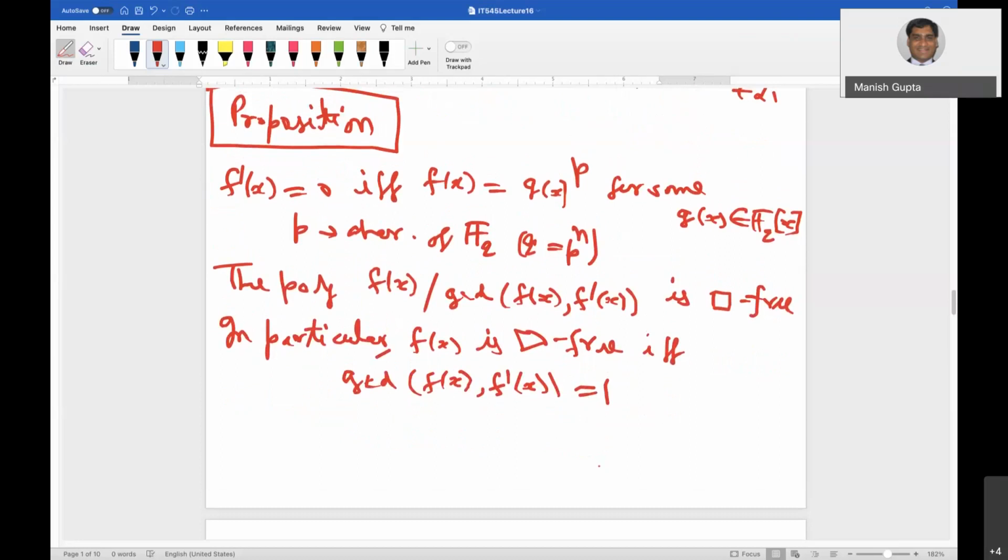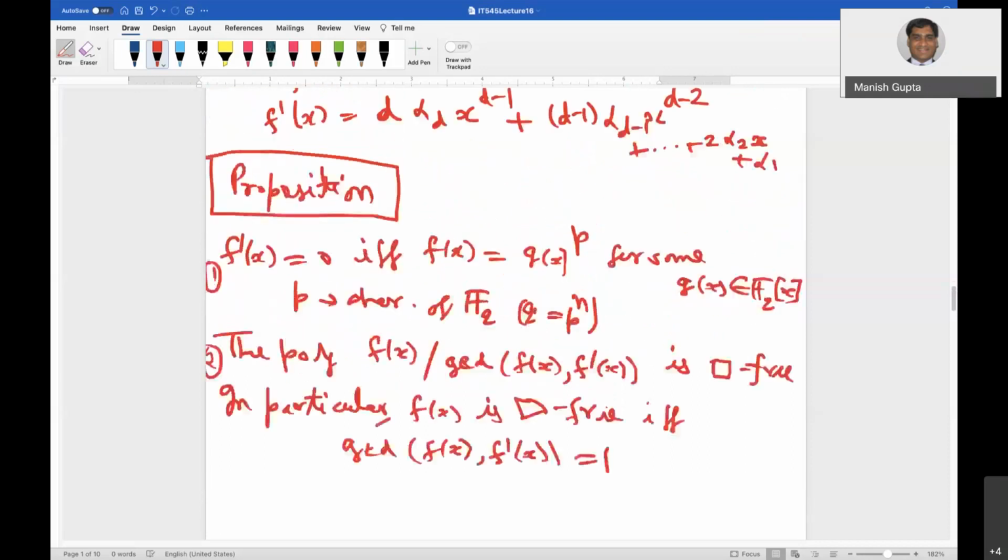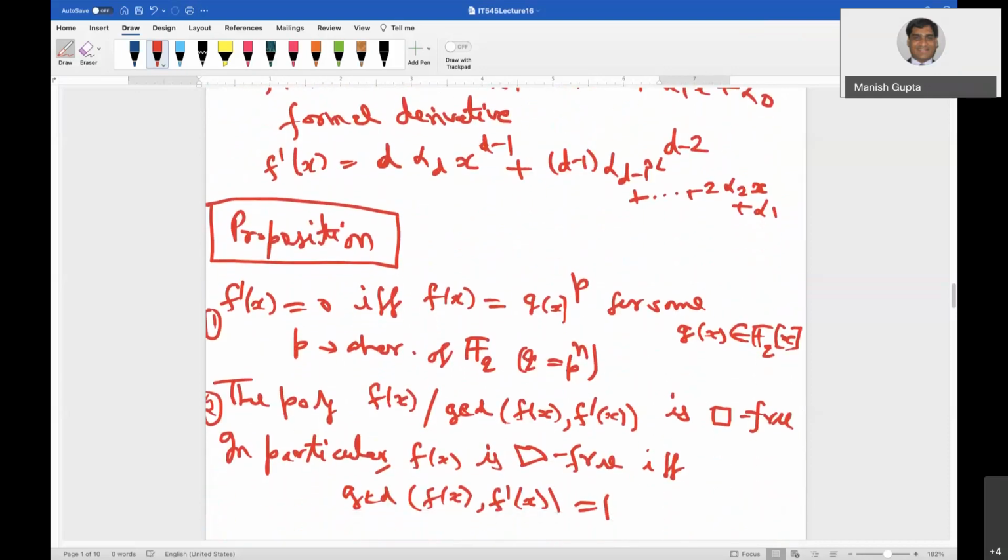So there are 3 parts. Part 1, that derivative is 0 if and only if f(x) is written as p-th power of some polynomial g(x), p is the characteristic of Fq. So this is your first part. Second part, the polynomial f(x) divided by gcd of f(x) and f dash of x is square free. In particular, f(x) is square free if and only if gcd of f(x) and f dash of x is equal to 1. Okay, so let us start proving it.